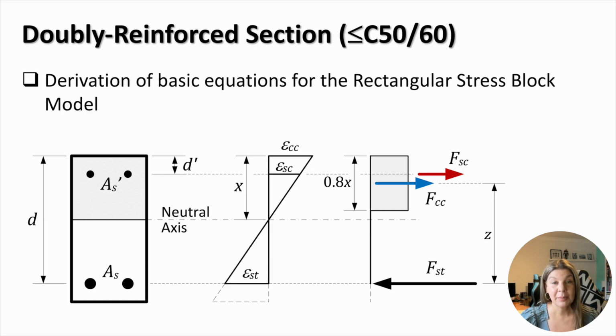Here you can see a typical doubly reinforced section with the bottom steel As and the top steel As'. The top bars are located at a distance d' from the top surface of the section. The linear distribution of strain and the location of forces in the section are shown here.